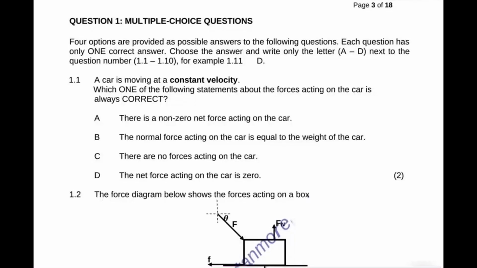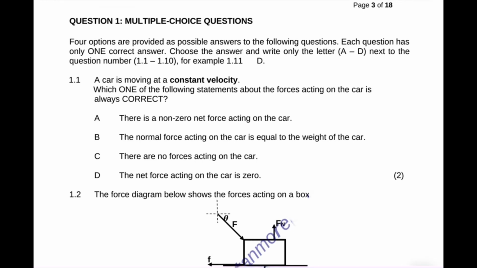1.1 says that a car is moving at a constant velocity. Key phrase, constant velocity. Before we go any further, what is the consequence of constant velocity? If we have constant velocity, the acceleration is 0, right? And then if we have 0, we know that F net is equal to ma, so the net force is also 0. Right. Which of the following statements about the forces acting on the car is always correct?